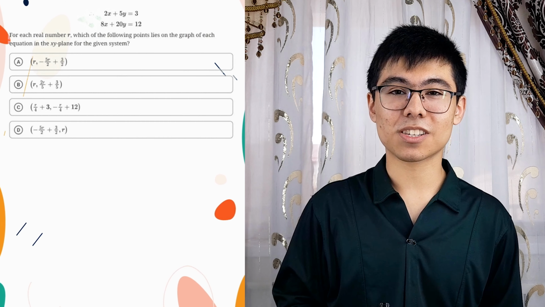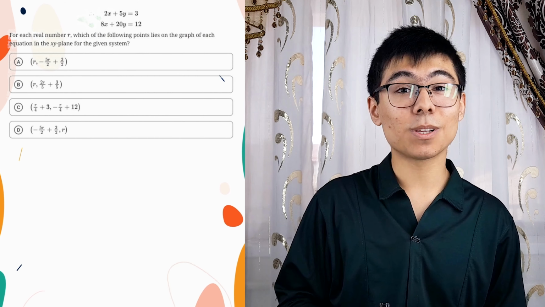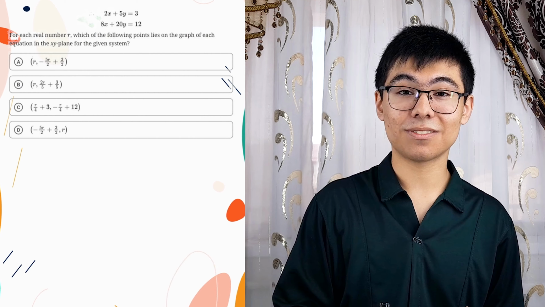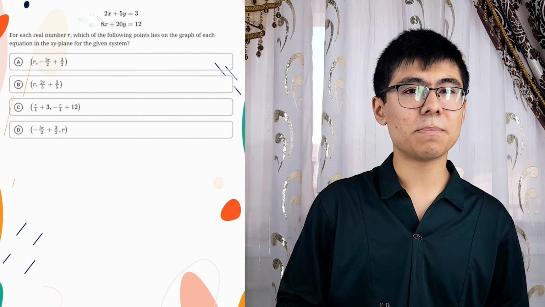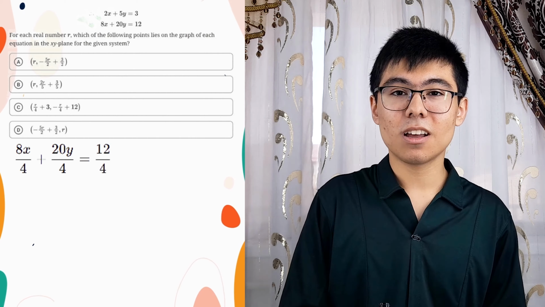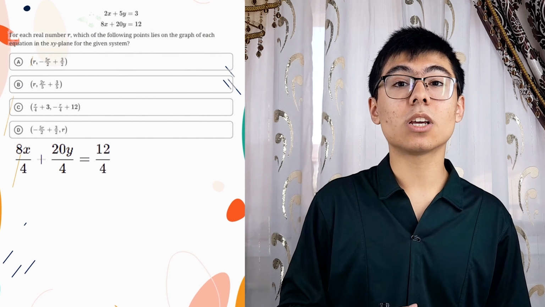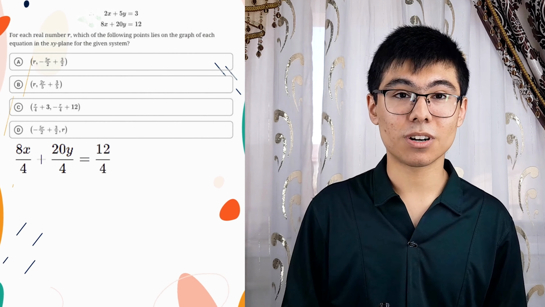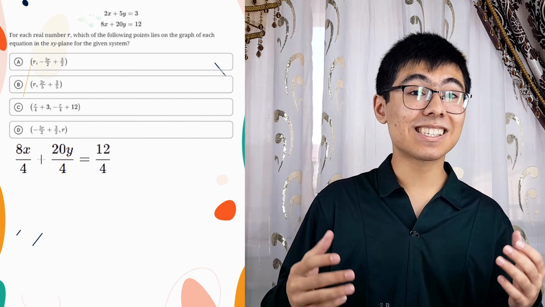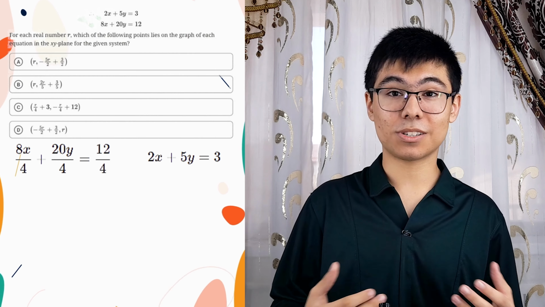Let's break it down. You're given this system of equations. 2x plus 5y equals 3. 8x plus 20y equals 12. This second equation seems a bit daunting, so let's simplify it by dividing by 4. 8x divided by 4 plus 20y divided by 4 equals 12 divided by 4. And just like that, it simplifies to 2x plus 5y equals 3.